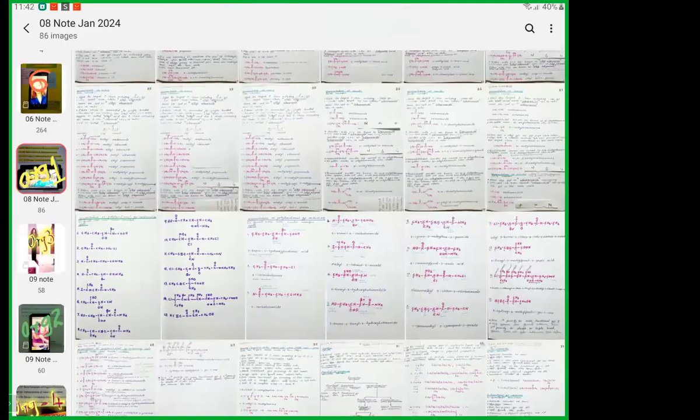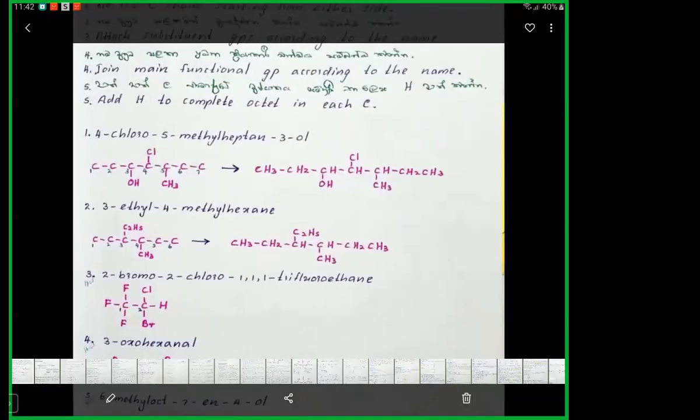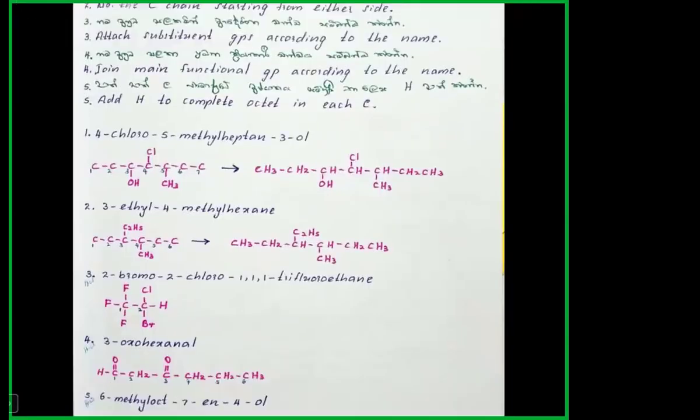Then the next part is, when they give the name, how do you get the structure? So if they give the name, the first thing is to find how long the carbon chain is.